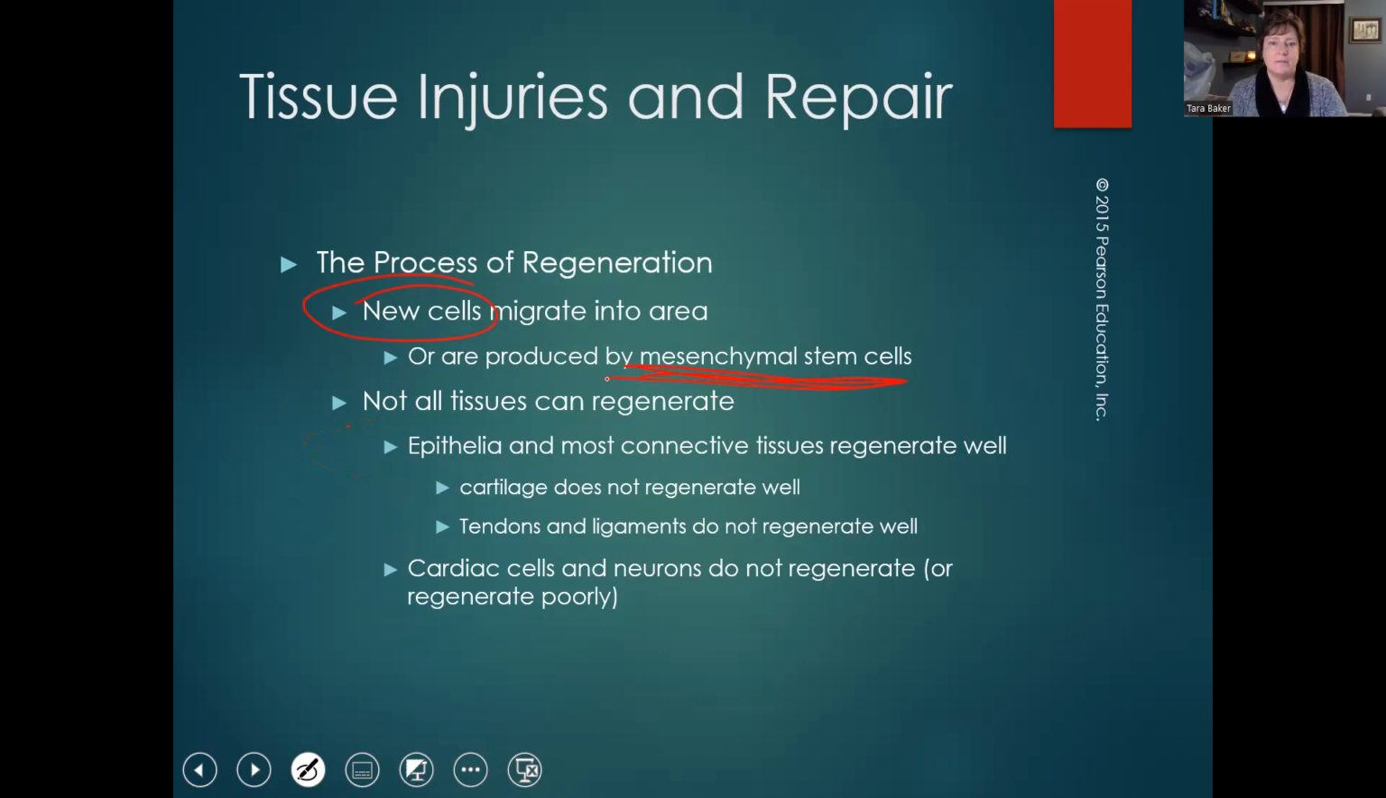If you have epithelial, your skin cells, okay, so not all cells can regenerate. Skin and connective tissue, though, most of it regenerates really quickly. So if I cut my hand, I'm going to have inflammation, and then I'm going to have replacement with skin cells and collagen cells. I'll have a scar on my hand. Epithelial and connective tissues regenerate really easily, except, remember, for cartilage and tendons and ligaments.